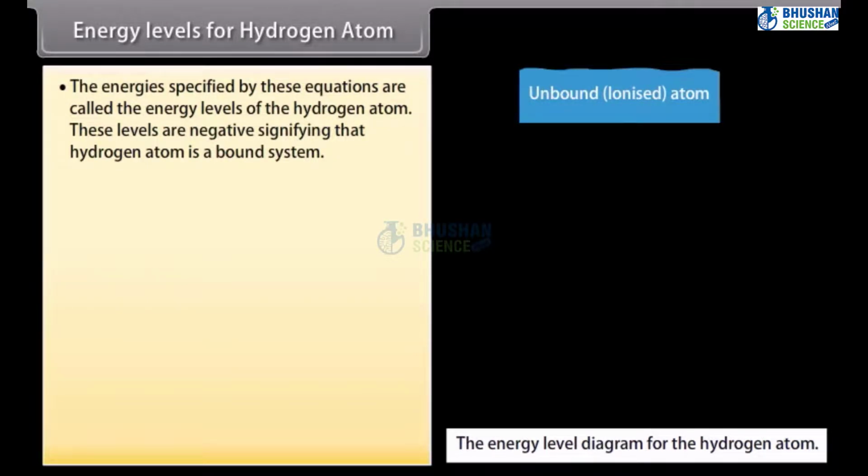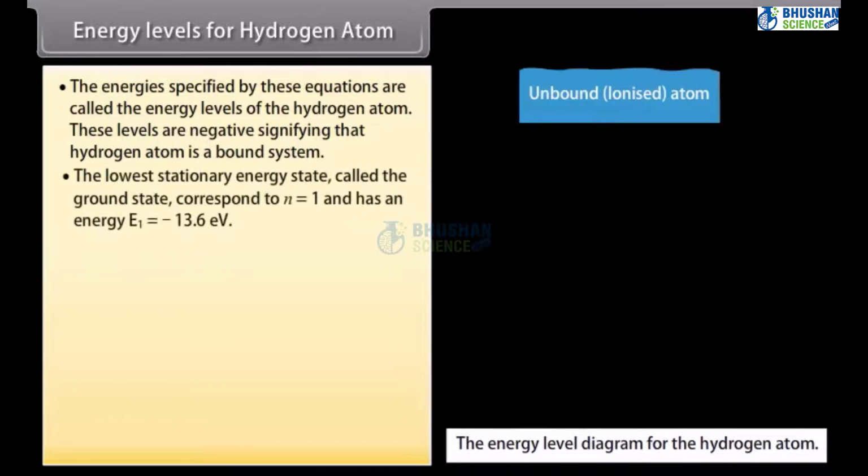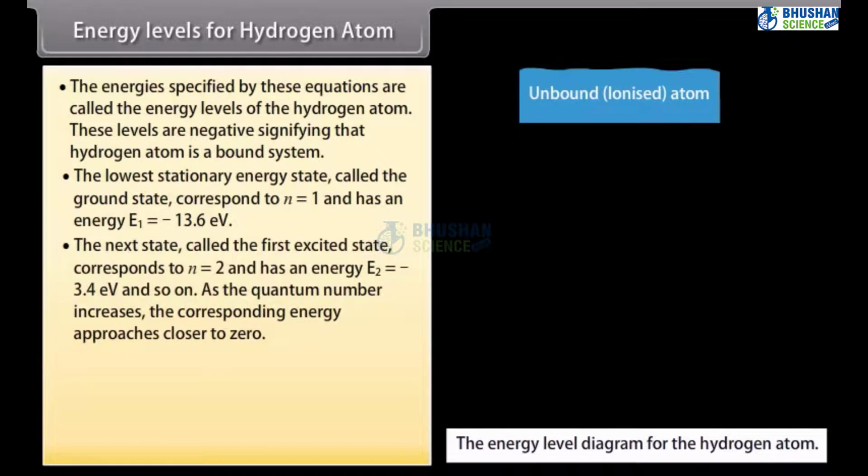These levels are negative, signifying that the hydrogen atom is a bound system. The lowest stationary energy state, called the ground state, corresponds to n equals 1 and has an energy E1 equals minus 13.6 electron volt. The next state, called the first excited state, corresponds to n equals 2 and has an energy E2 equals minus 3.4 electron volt, and so on.